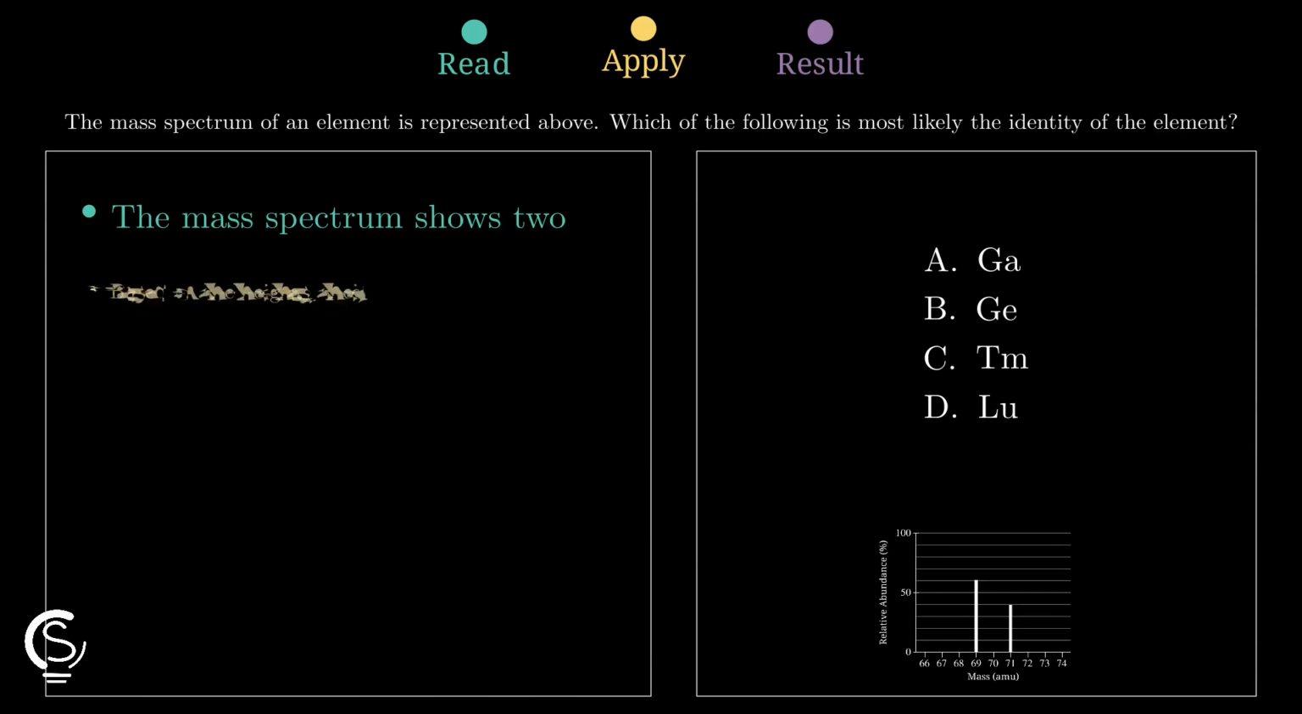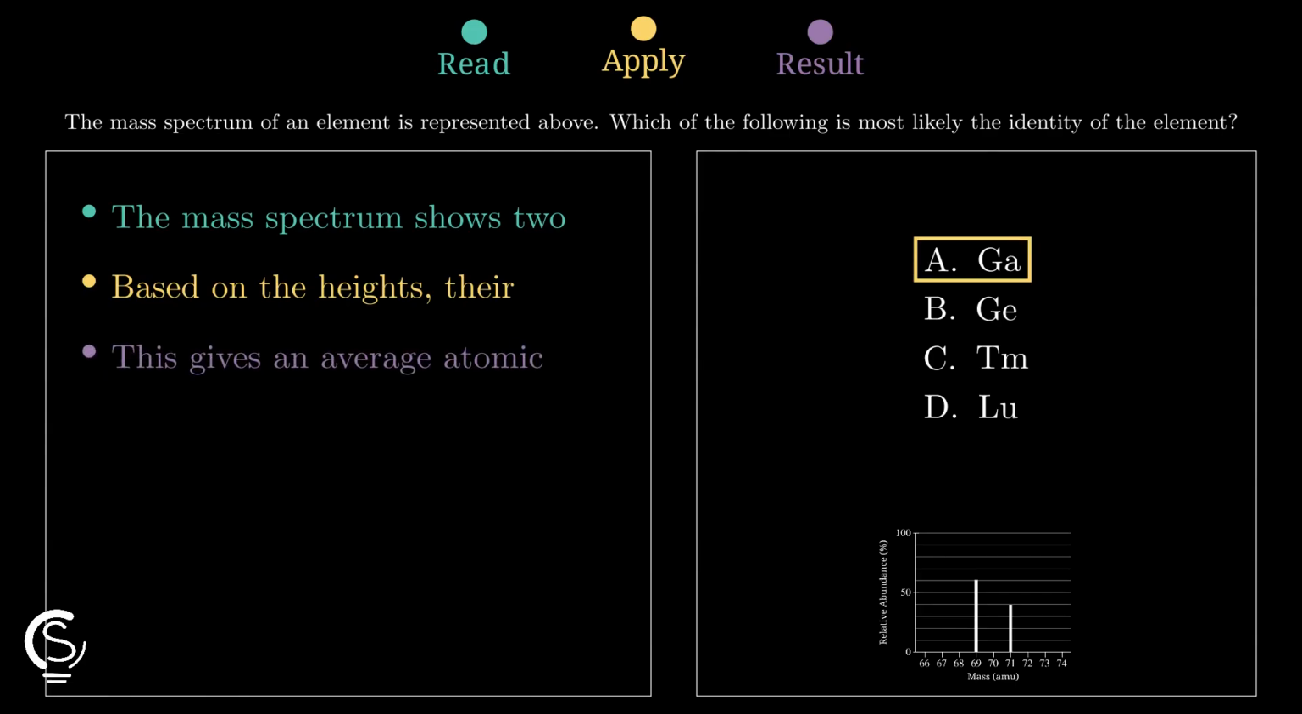Finally, the average mass must be closer to 69. Checking the periodic table, gallium fits perfectly. That makes option A our final winner.